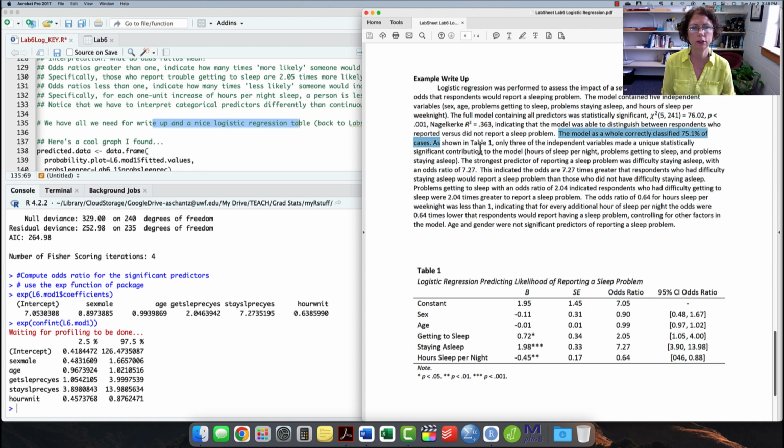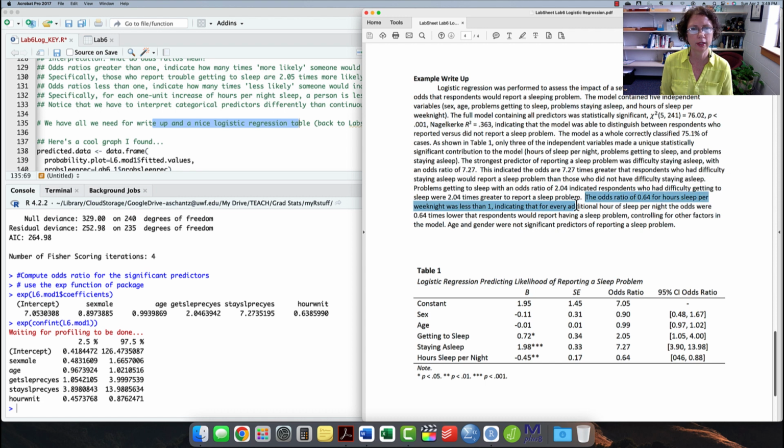And then we go into explaining the variables that significantly contributed to the model, to classifying if someone was going to report a sleeping problem or not. And we do that by discussing the odds ratios and how they impacted the determination of someone reporting a sleeping problem or not. So that's your odds ratio and your interpretive sentence there.